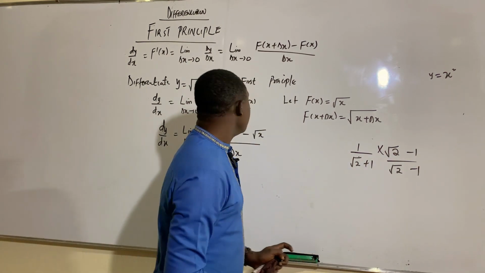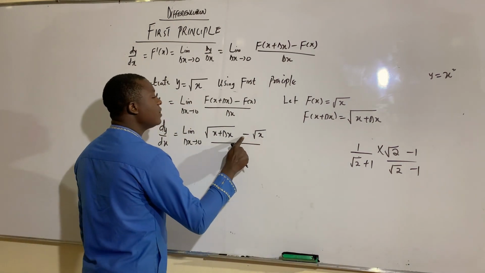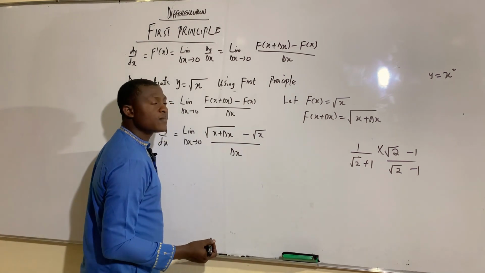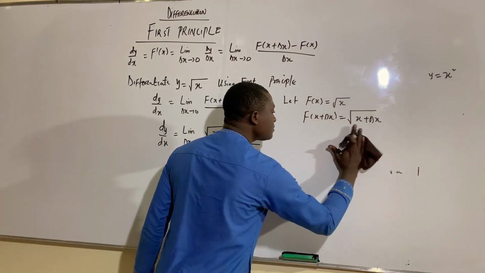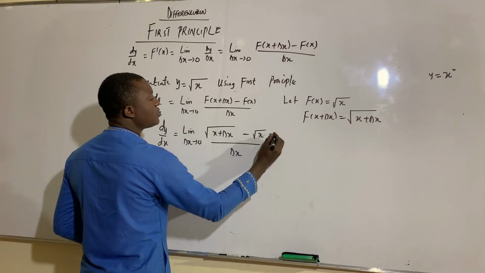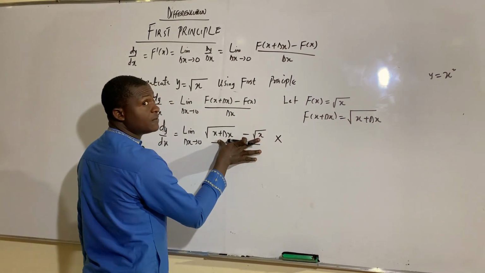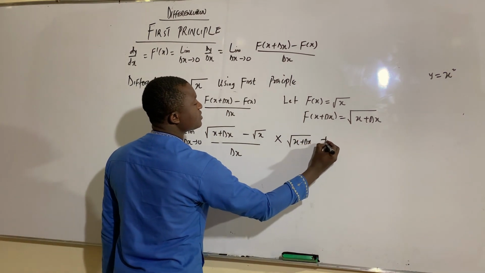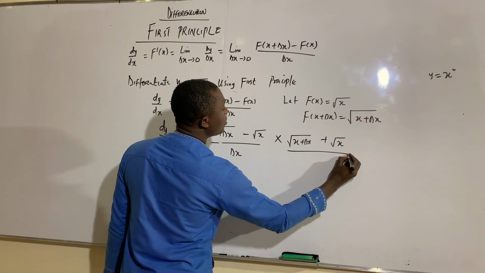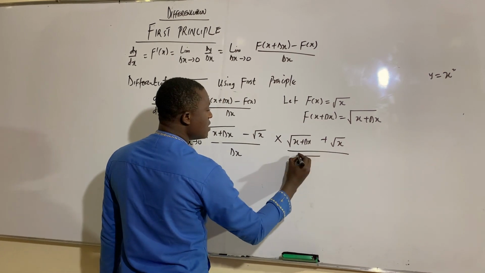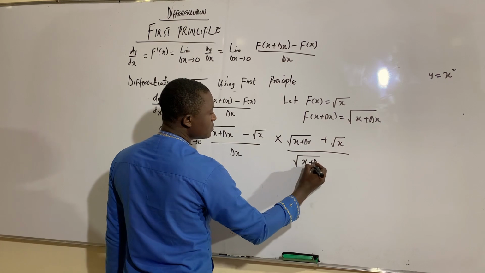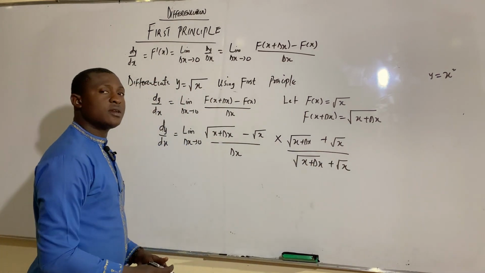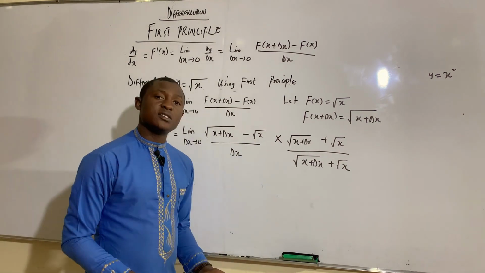I hope you get that all right. So now I want to rationalize this one. You can see what we have between them is negative, so if I'm rationalizing them, it's going to be positive. So this will now be multiplied by, this is the one that has the root, root of x plus change in x plus root of x, all over root of x plus change in x plus root of x. You understand that? We are just trying to rationalize this value.